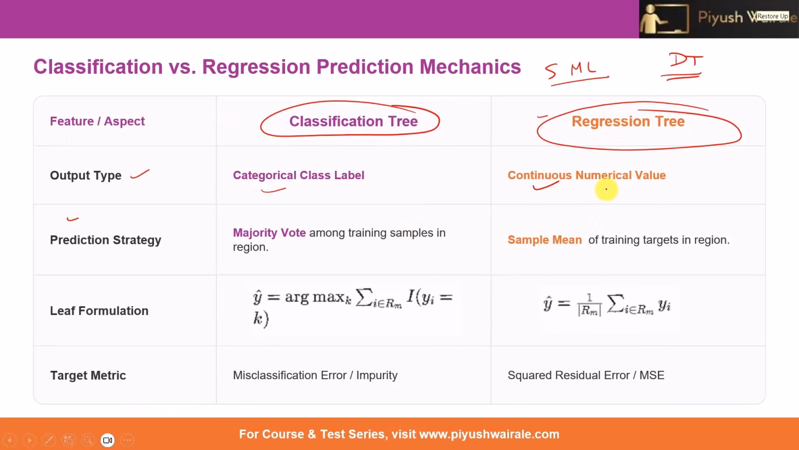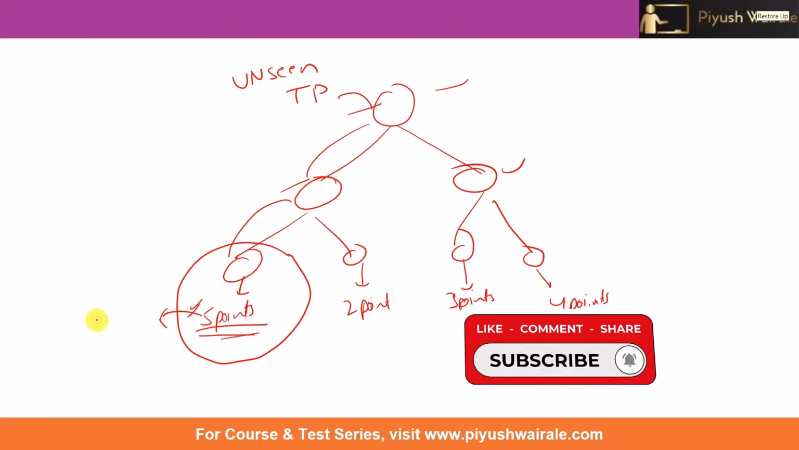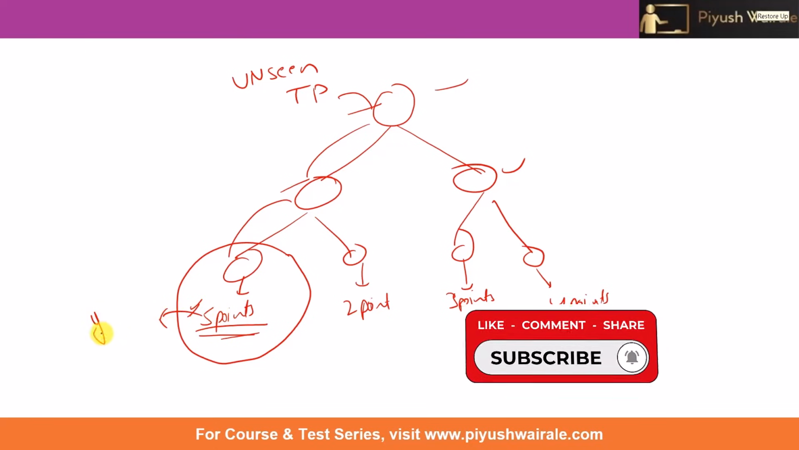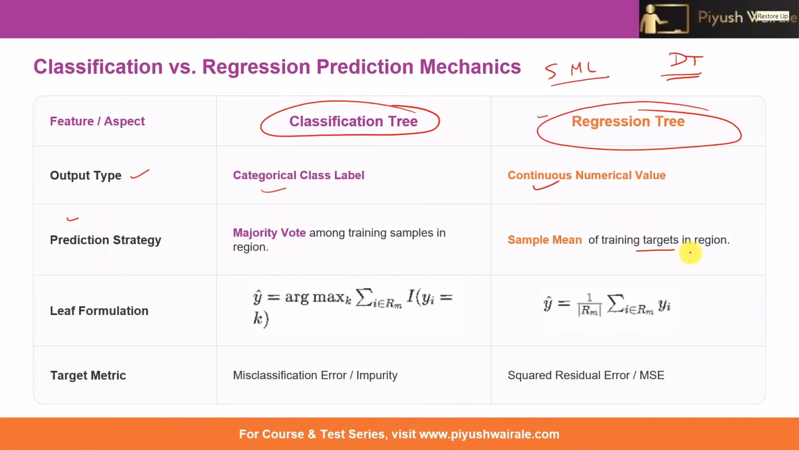And similarly in regression, these 5 points will have some value for the label, right? Let's say 10.5, 100, 21.2, something. Or let's say 10.5 again and 31. You will take all those points, calculate the mean, and that will be your prediction for the unseen test point. So it is the sample mean of the training targets in the region. Here the same thing is written in mathematical terms.